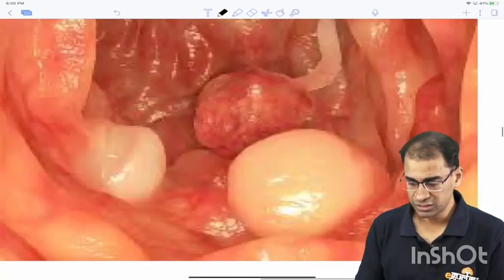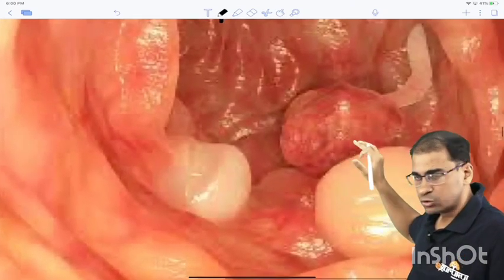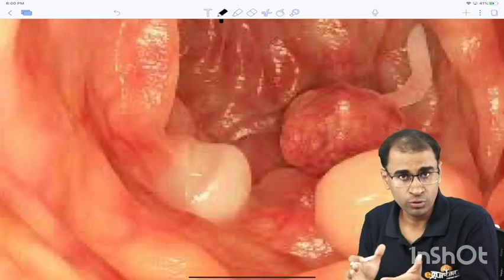Clear? This is how they look in the colonoscopic view. These are all the polyps. Look at this colonoscopic view. Just go inside this and you see this beautiful looking polyp. Beautiful for you, not for the patient.